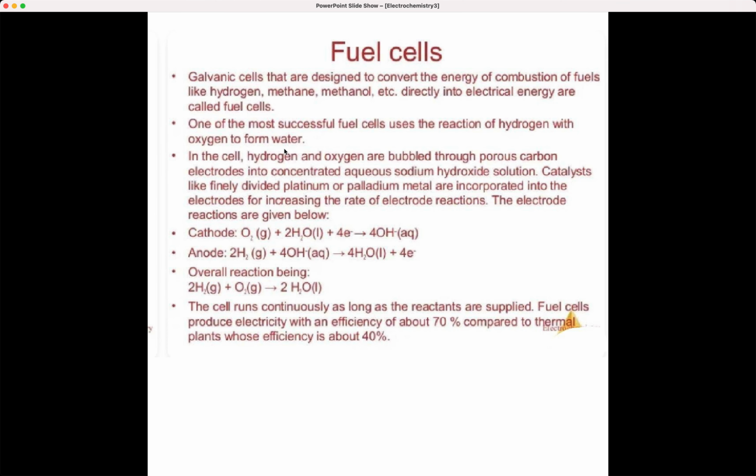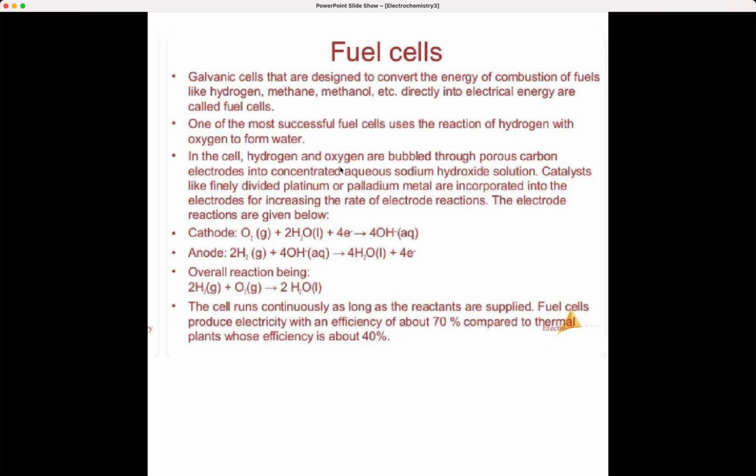And fuel cells are galvanic cells which are designed to convert the energy of combustion of fuels like hydrogen, methane, methanol, etc. directly into electrical energy. These are called fuel cells. Basically they are galvanic cells and they can convert the energy of combustion of fuels directly into electrical energy. And the most successful fuel cell uses the reaction of hydrogen with oxygen to form water. That is a common example.